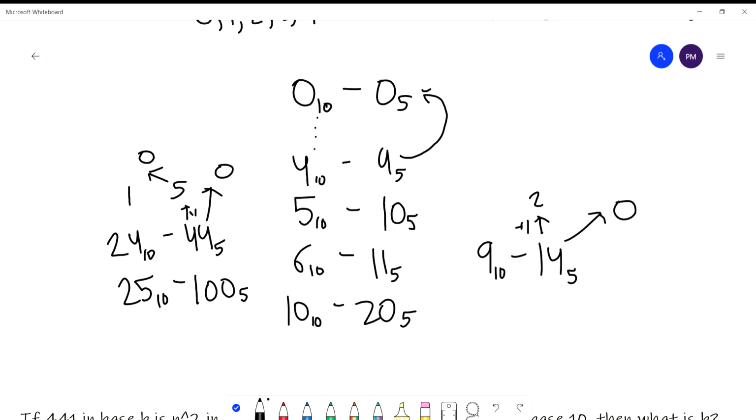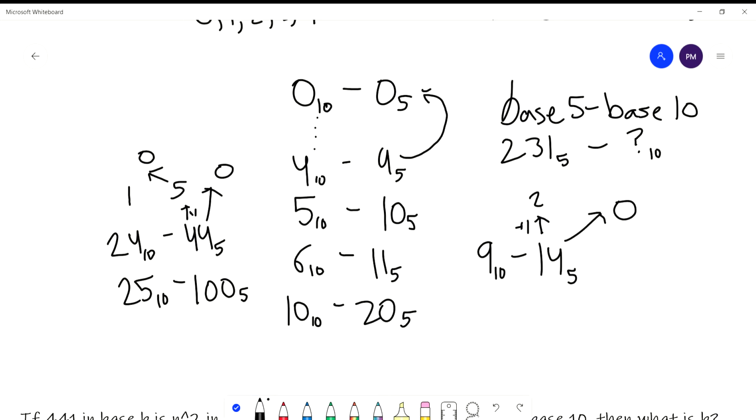Okay, so now how do you convert from a base 5 number to a base 10 number? Let's just take an example. Let's say you have 2, 3, 1 base 5 and you want to convert it into base 10. Well, let me just erase this.